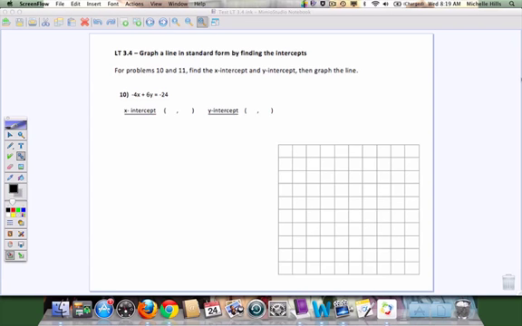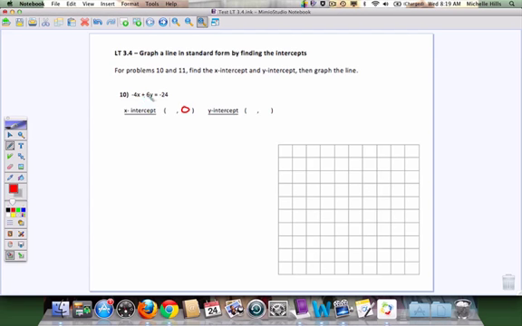So learning target 3.4 on the Unit 3 test. It says to find the x-intercept and y-intercept and then graph the line. Well, the x-intercept is where the line crosses the x-axis. When a line crosses the x-axis, it's neither above nor below the axis, so the y value is 0.